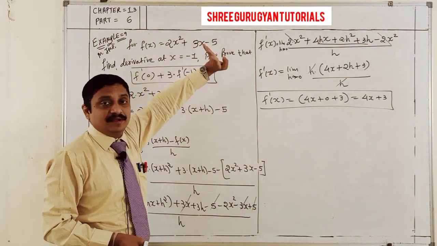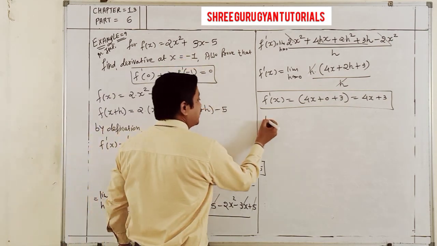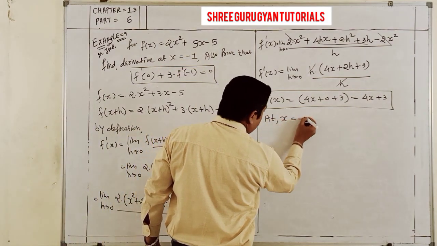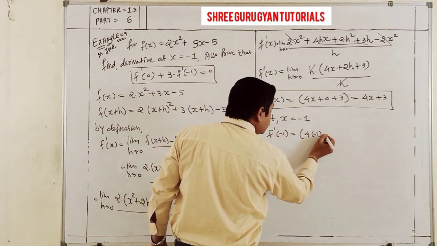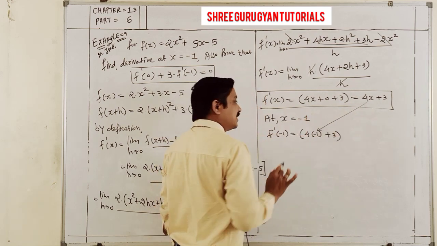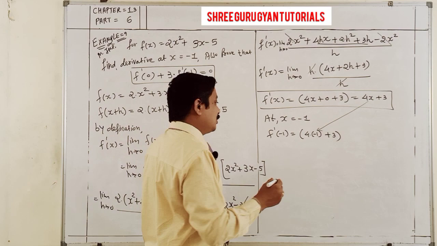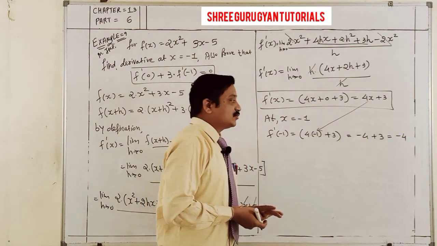You're done here. Now I want the derivative at the place of minus 1. So at x equal to minus 1, you will substitute minus 1: 4 into minus 1 plus 3. Here, apply in place of x exactly minus 1. So your answer is minus 4 plus 3, which is minus 1.